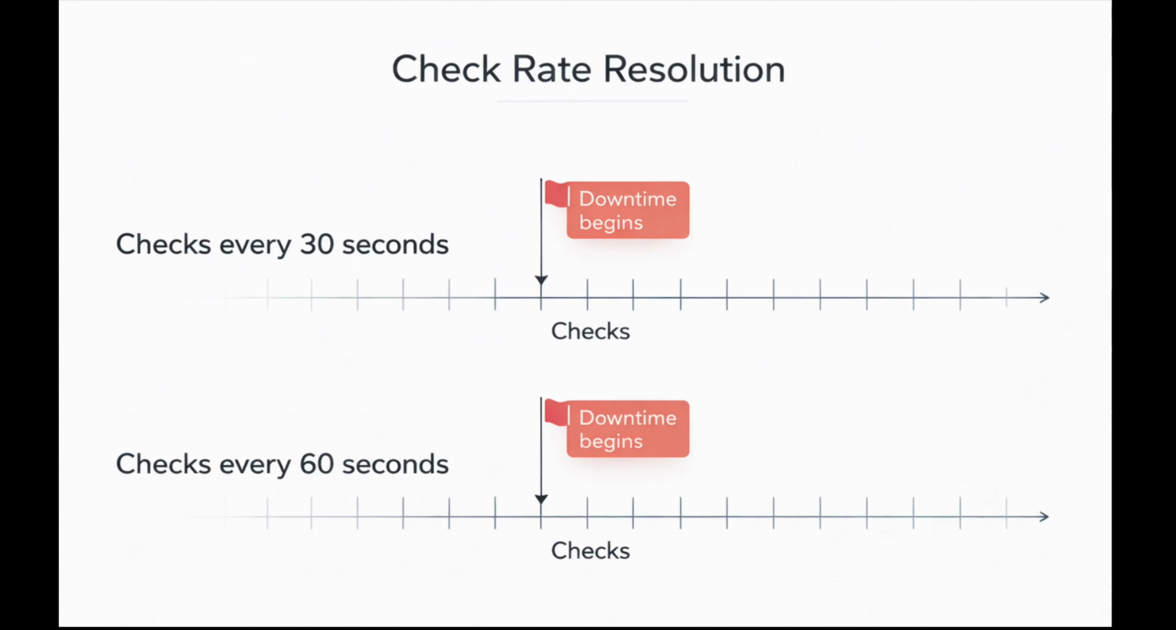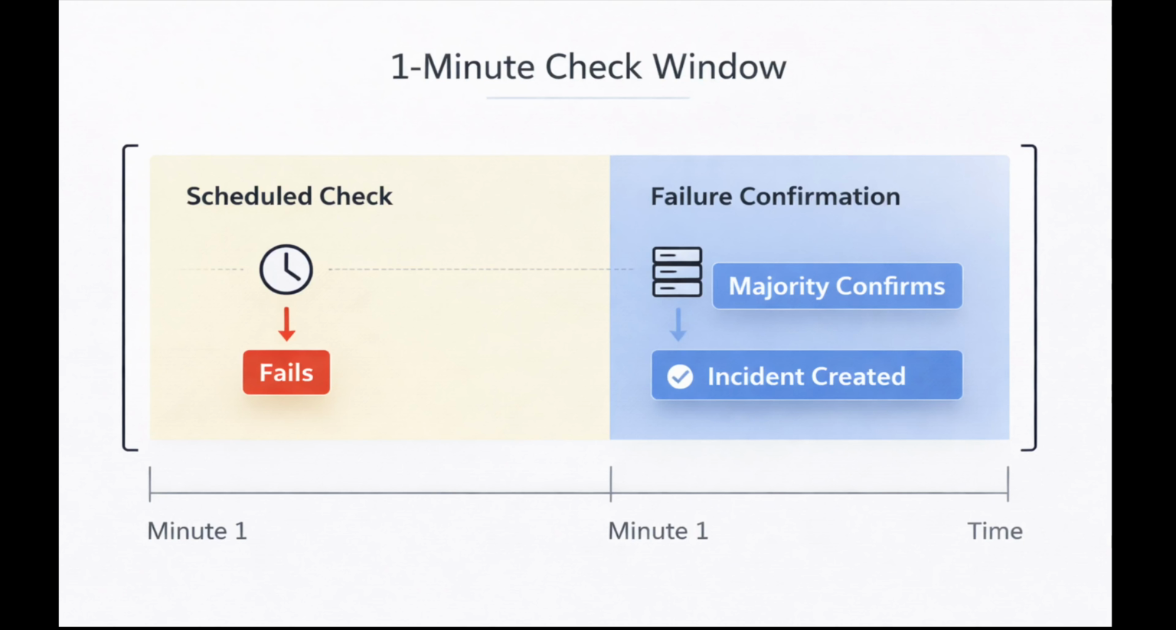Check rate determines how often we look. If you check every 60 seconds, the worst case detection time is nearly 60 seconds. If you check every 30 seconds, it's nearly 30 seconds. This doesn't change validation logic. It changes temporal resolution. Think of it like frames per second. Higher frequency gives you finer detection granularity. Lower frequency gives you wider intervals. You are not making monitoring better, you are making it more time sensitive. That's the trade-off.